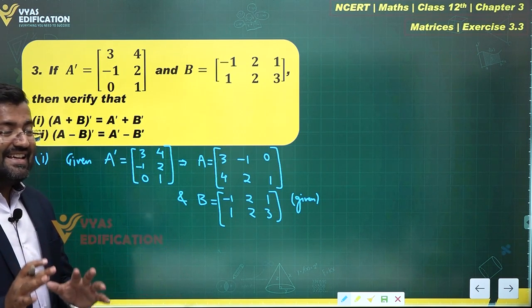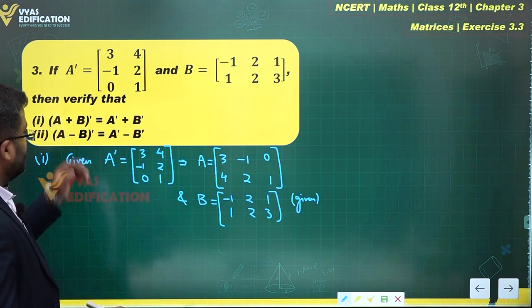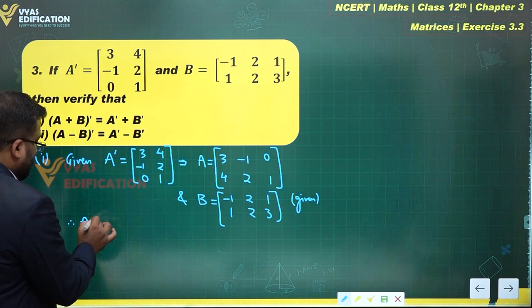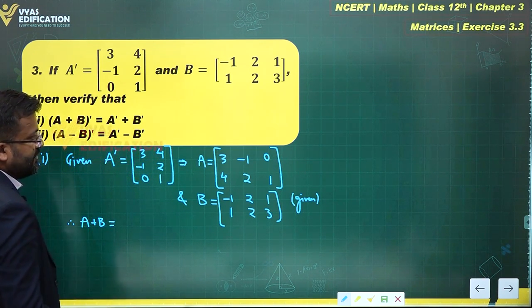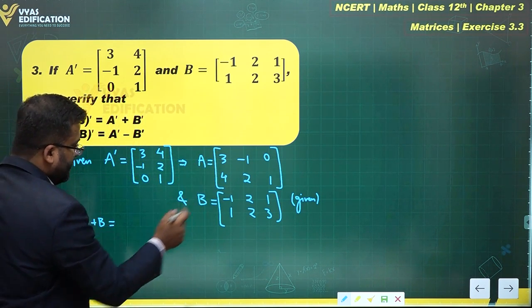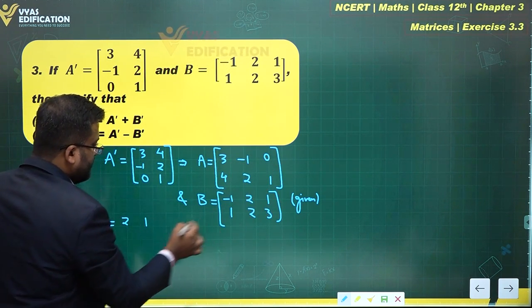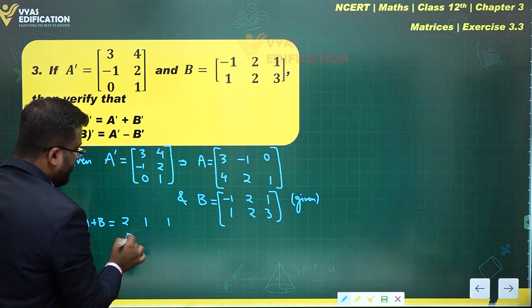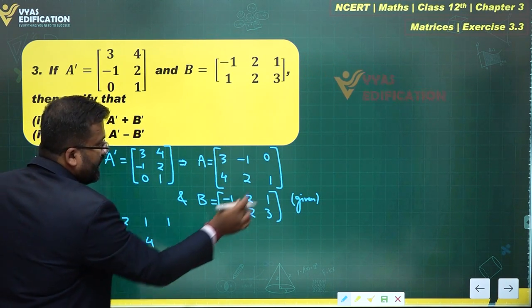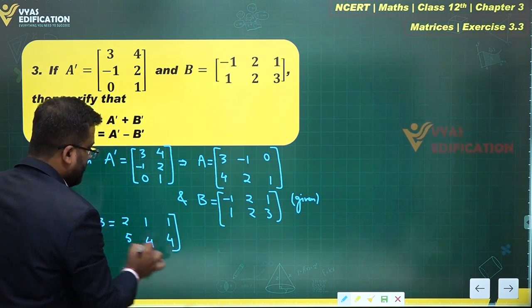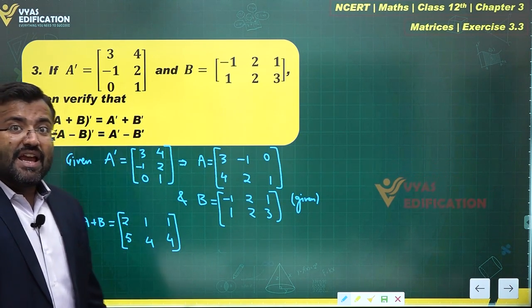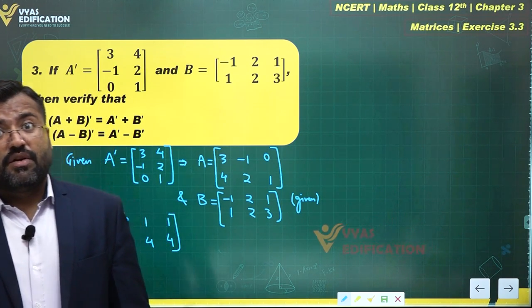So therefore, I can easily find A plus B. A plus B will be equal to the sum of these two. 3 minus 1, which is 2. Minus 1 plus 2, which is 1. 0 plus 1, which is 1. 4 plus 1, which is 5. 2 plus 2, which is 4. And 1 plus 3, which is 4. This is matrix A plus B. This is sum of matrices A and B.